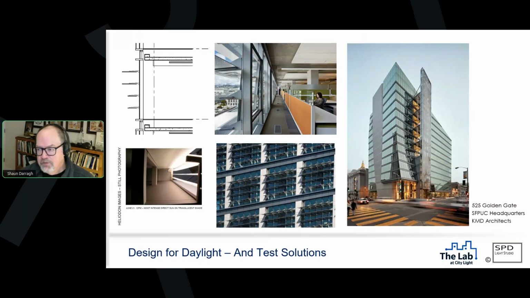This is the 525 Golden Gate down in San Francisco. It's the headquarters of the San Francisco Public Utilities Commission. We designed this building in such a way that all four cardinal directions are different because all four have different relationships to daylight. On the north side here, you'll see that it's basically big open windows because you really don't have a lot of sun penetration there. On the east and west, we have predominantly circulation and private offices that can be easily dealt with.